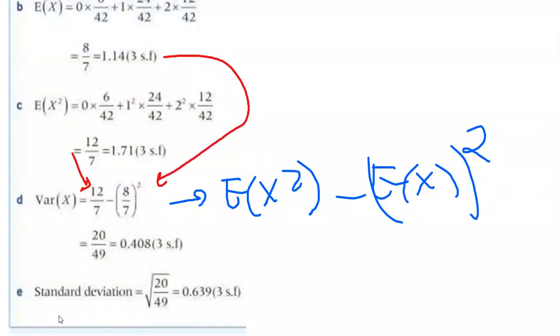And how do you find the standard deviation? It's the square root of the variance. So that's it, guys. It's just about calculation in all this lesson.